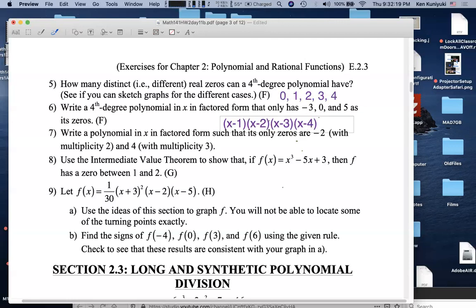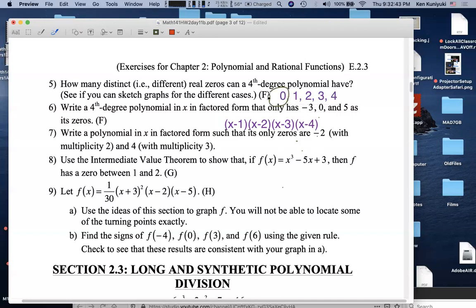Throw in an x minus 4 factor. And this has 1, 2, 3, and 4 as distinct real zeros. So I've given you examples of 4th degree polynomials in factored form for 1, 2, 3, or 4 distinct real zeros. Can you give me a 4th degree polynomial with no real zeros?